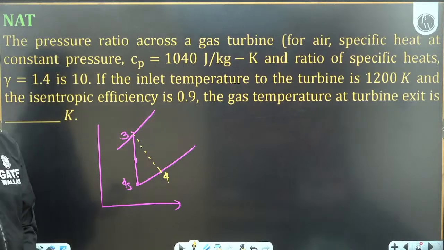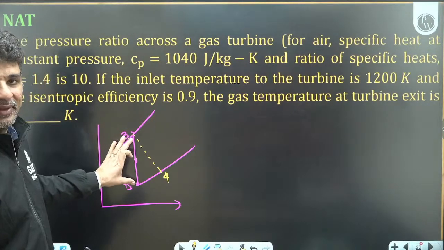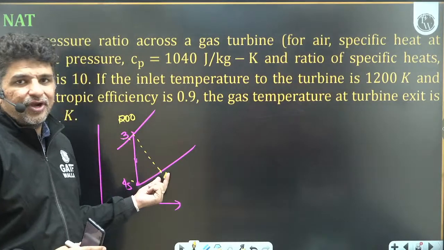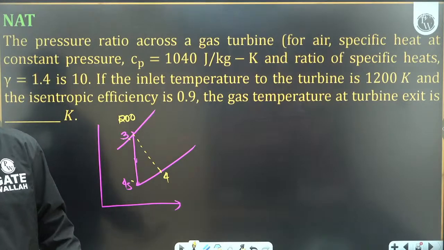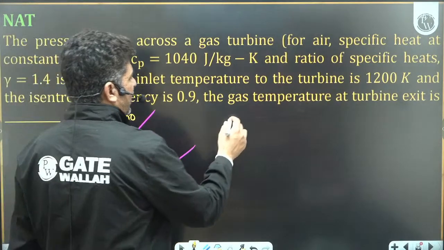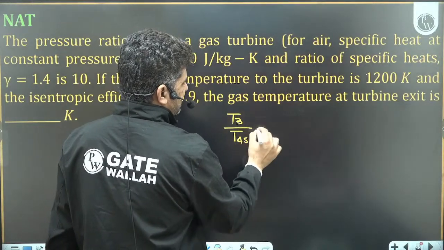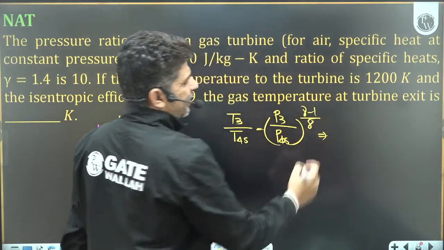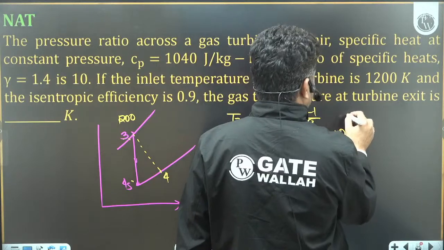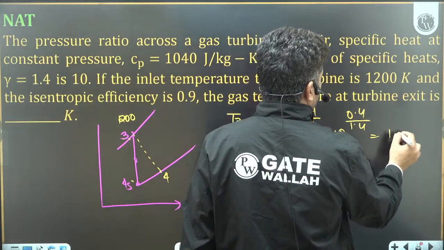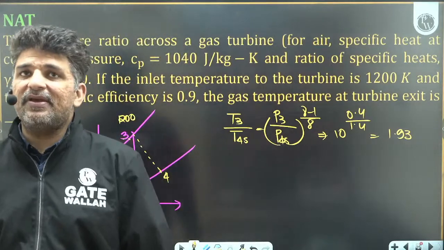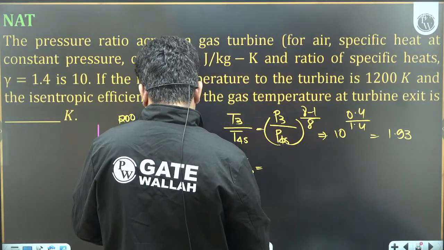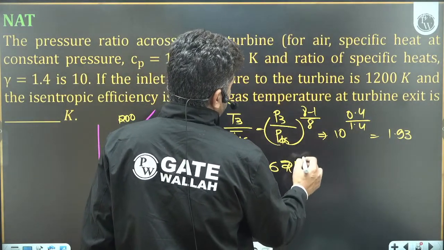So what he says is there is a turbine across which the pressure ratio is 10, here there is 1200 Kelvin temperature, and the isentropic efficiency is 0.9, so find the exit temperature, that is T4. How do we calculate this T4? To calculate T4 you have to calculate T3 by T4s, which is equal to P3 by P4s to the power (gamma minus 1) by gamma. This will be 10 to the power 0.4 divided by 1.4, that is 1.93. So T3 by T4s will be 1.93. From here you can calculate T4s. I think that should come out to be 621 Kelvin.